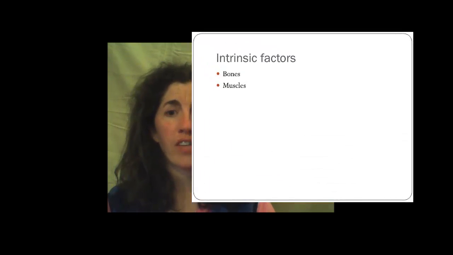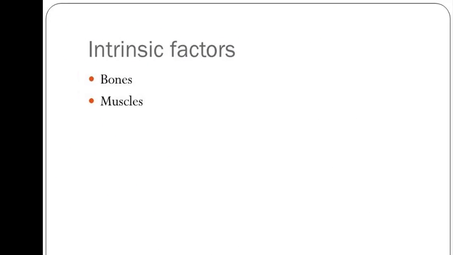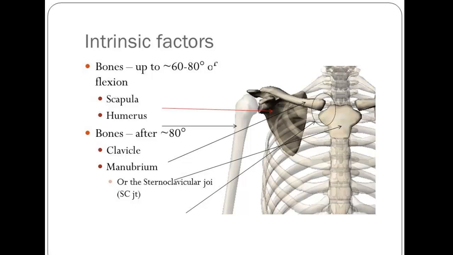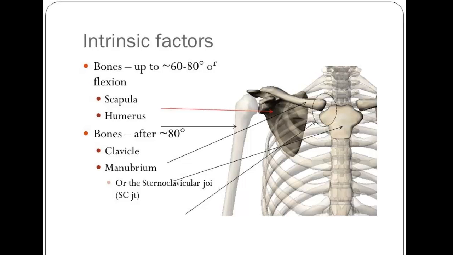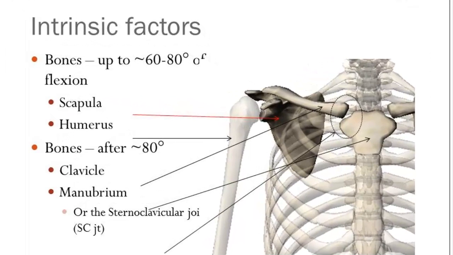The preliminary intrinsic factors involved in the flexion of the shoulder are the bones and muscles themselves. The scapula and humerus are the bones involved in flexion up to about 80 degrees. After that, the sternoclavicular joint needs to be able to rotate, which allows the clavicle to get out of the way of the acromion process, so that the scapula may begin its upward rotation and get out of the way of the humerus as the shoulder continues to flex.